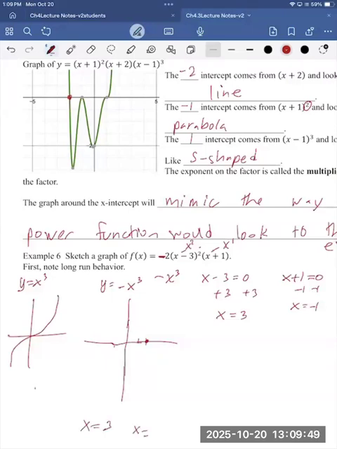I want to keep in general what that equation was looking like, because I'll need that in a minute. But I know it's going through here and here. Now I can look at the multiplicity, or the exponent, on each factor. It's telling me this looks like a bowl or parabola around the +3 intercept, and then around the -1, it's going to be linear.